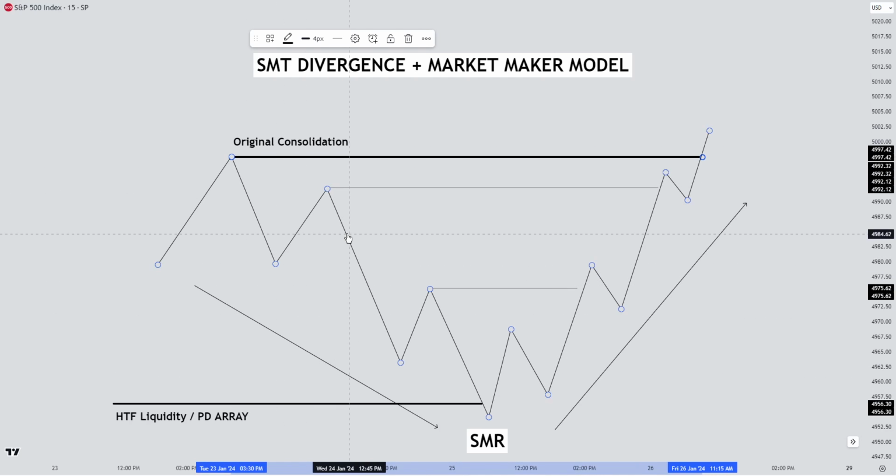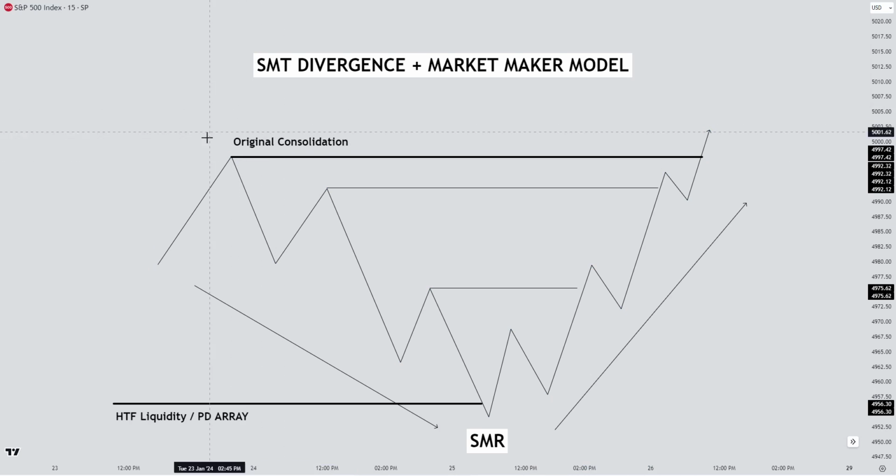The original consolidation is going to be the terminus and the ultimate objective of this market maker buy model. So it's moving from the original consolidation, moving away from that on the sell side of the curve, creating the smart money reversal, which just means smart money bought down here, and then price moves to the buy side of the curve and it takes out that initial high where the retracement down occurred.